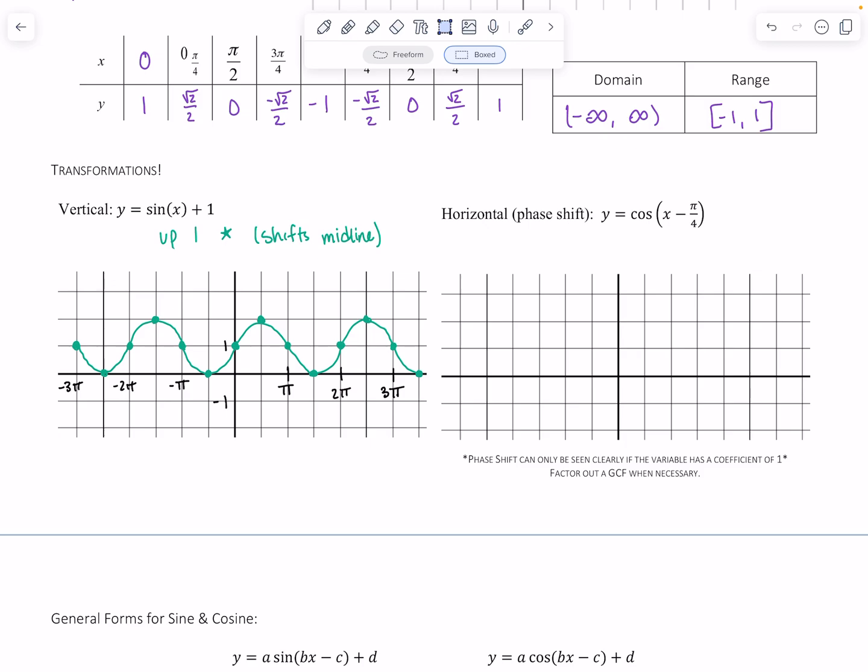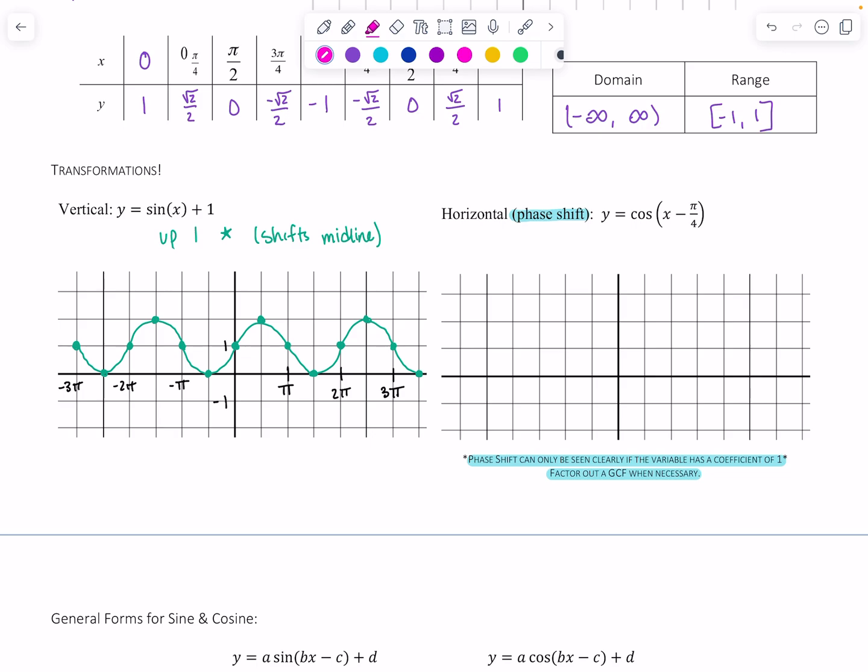All right, so on our horizontal shift, we call this a phase shift. I put a little note down here as a reminder that your phase shift can only be seen when you can factor out, when you have that coefficient of 1, so make sure to factor it out when need be. We do have a coefficient of 1 on our x, so we're okay here.